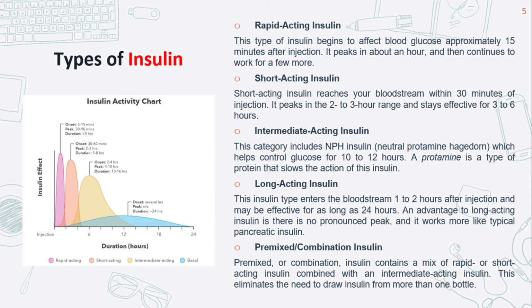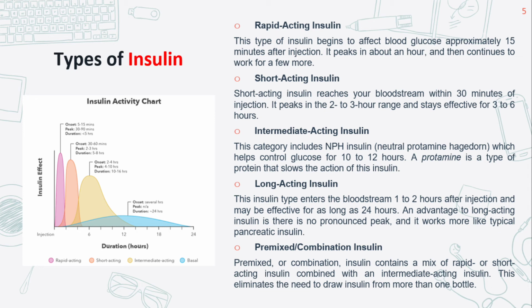The intermediate-acting insulin includes the neutral protamine hagedorn, which assists in controlling glucose for 10-12 hours. This means that intermediate-acting insulin can cover insulin needs for half the day or overnight. This type of insulin is often combined with rapid or short-acting types. It has no peak time and insulin is delivered at a steady rate.